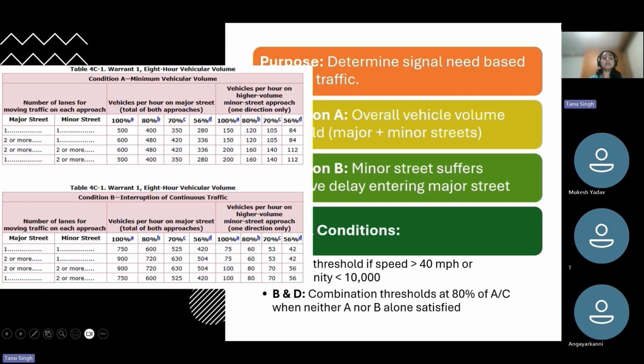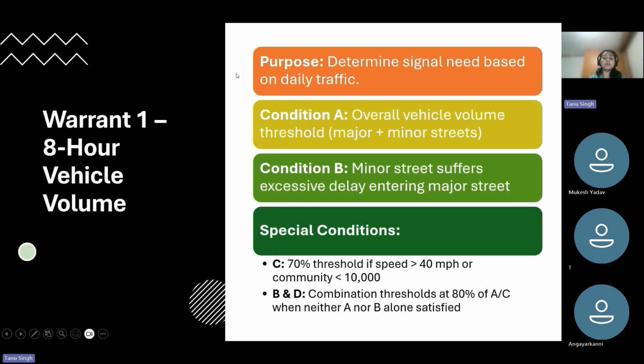This table is used to decide whether it follows condition A or condition B. For condition A, if the speed is greater than 40 mph, or if the community population is less than 10,000, then there is a special condition, that is B and D, a combination threshold at 80% of A or C, where neither A nor B alone is satisfied.